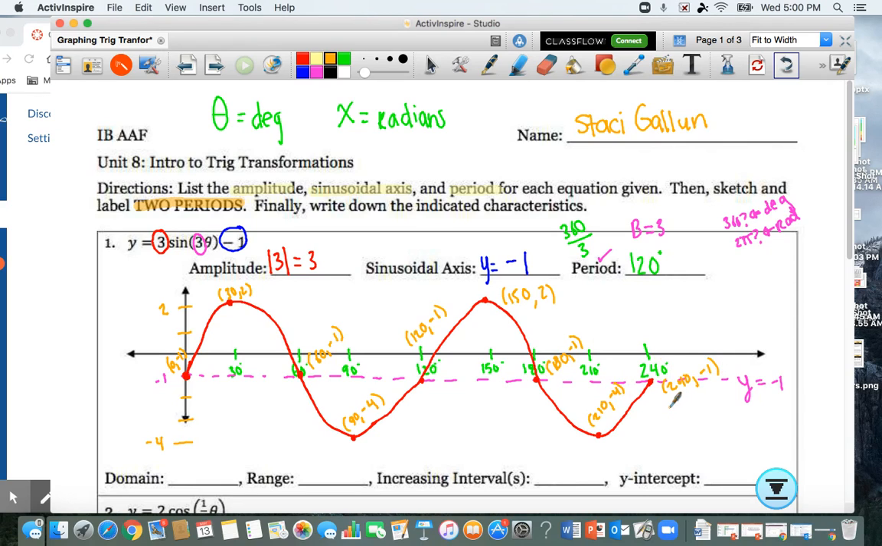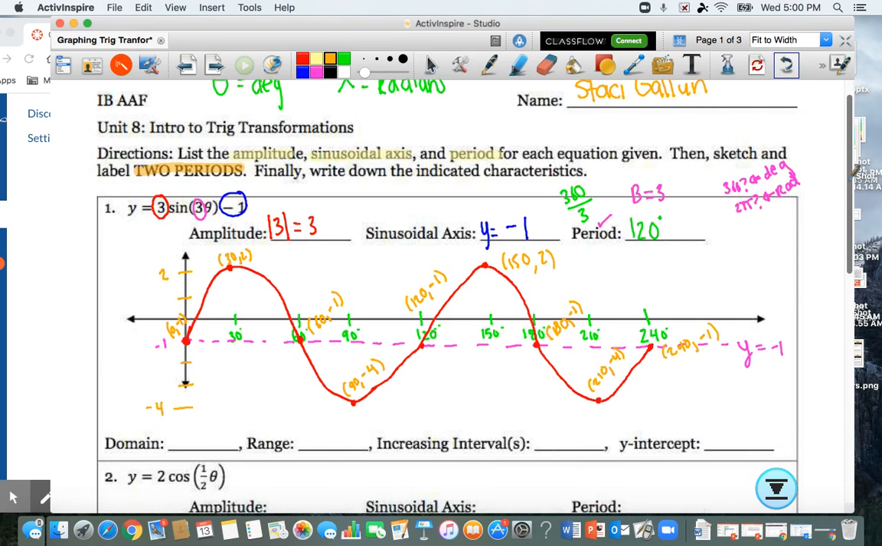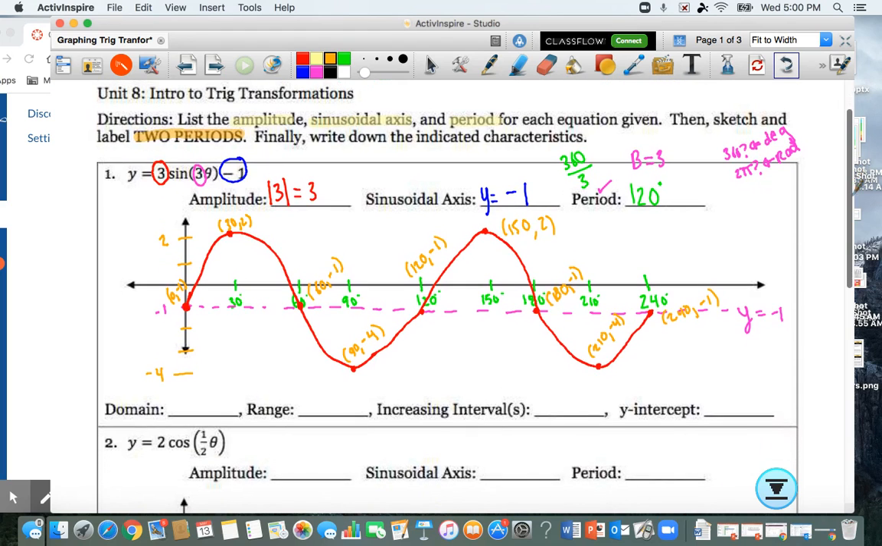That wasn't terrible. Should I check my work? You know what? I'm going to try to finish this. I'm going to try to do the bottom. I'm going to try to do these characteristics, and then I'll go ahead and I'll check it.